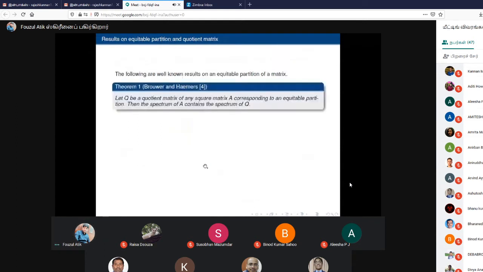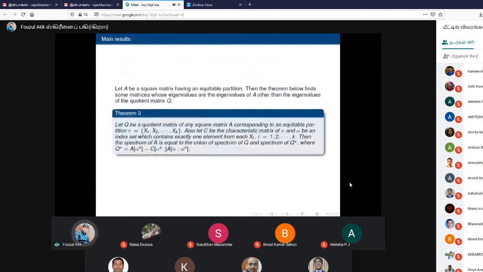So what is that? Let Q be a quotient matrix of any square matrix A corresponding to an equitable partition. The same concept. Also, let C be a characteristic matrix of the partition, which I have defined, and alpha be an index set which contains exactly one element from each Xi. So what does it mean? That X1, X2, ..., Xk are the partition sets for the actual set X, and alpha be an index set which contains exactly one element from each Xi. So alpha will contain k elements, right? Because it contains one element from each Xi.